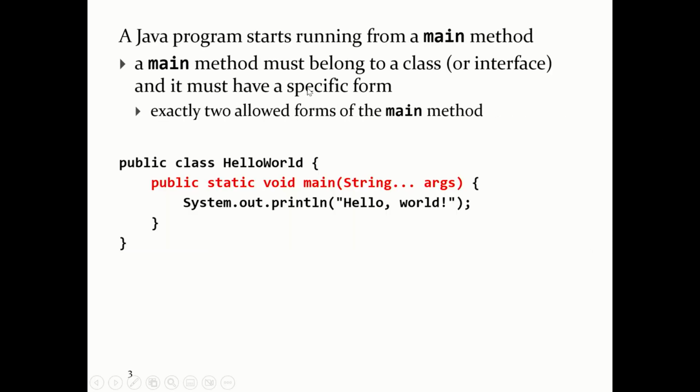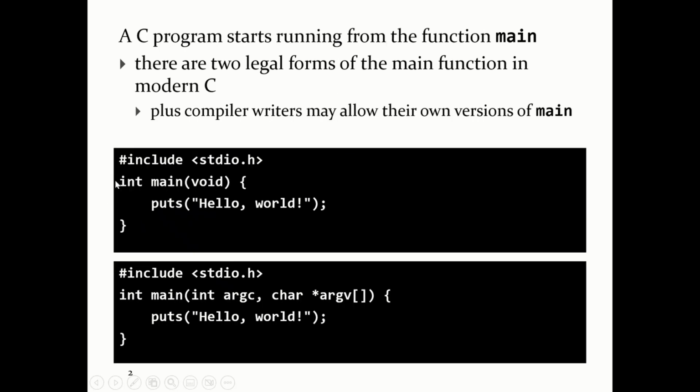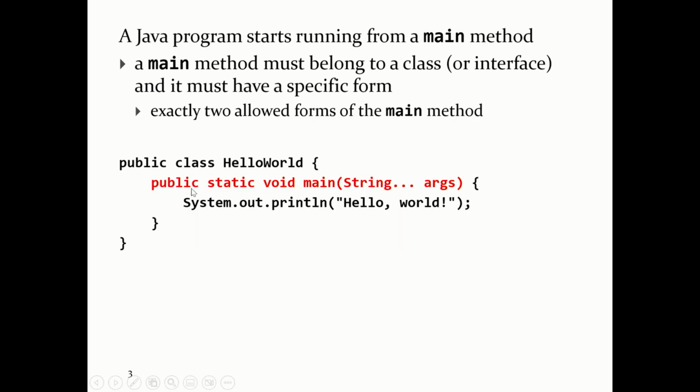Well, okay, Java also starts running from a main method. So Java calls it a method, not a function. So a Java program also starts running from a main method. It looks different than the C function, right? So in C, it's always int main something, right? In Java, it's always public, static, void, main, and then something, right? So it always looks like that. Notice that it's quite a bit more verbose than C, right?